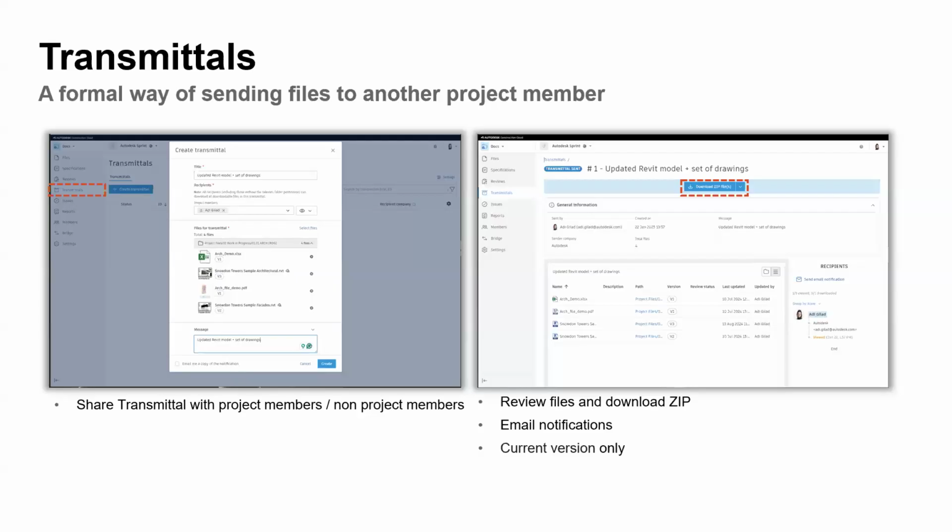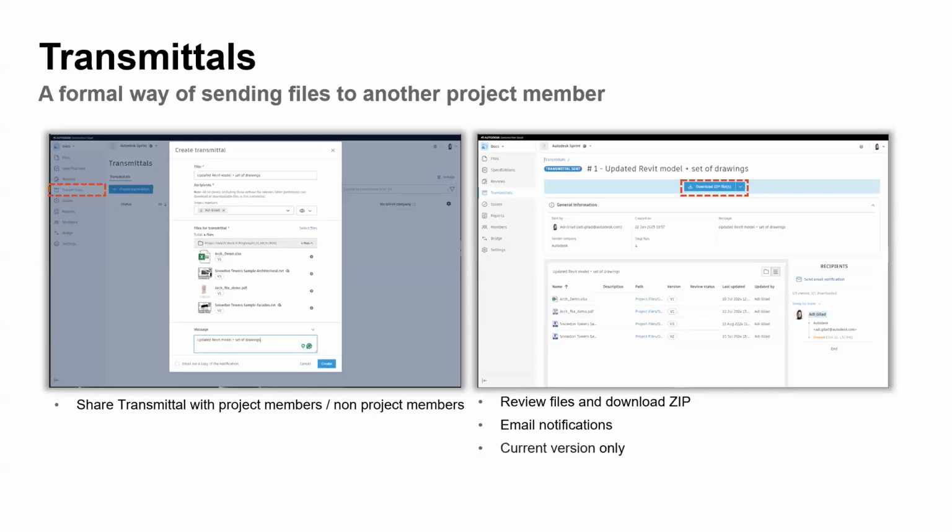Another option to share files is via the transmittals tool. A transmittal is a formal way of sending files to another project member or a non-project member and getting a full record of the transmittals and their status. So you can create transmittals under the transmittals tool here in Docs. They don't update the content's version. They are formal sharing, and they capture snapshots of the current version of files. So the recipients of the transmittals are notified by email when it's ready to view in the cloud, and it can be downloaded then as a zip file.